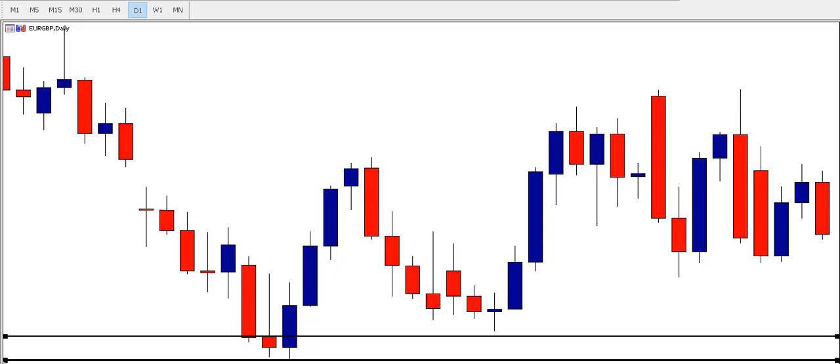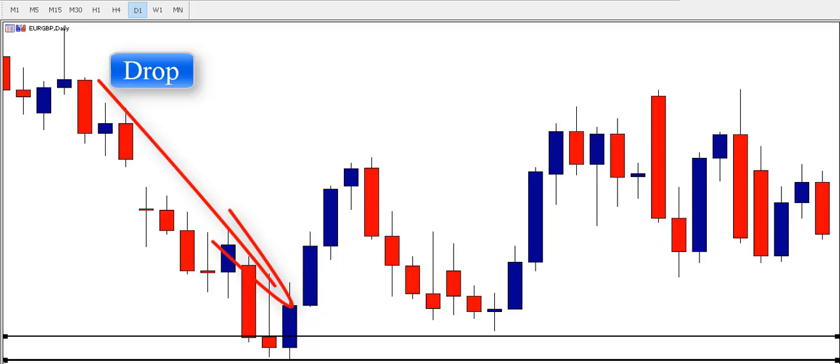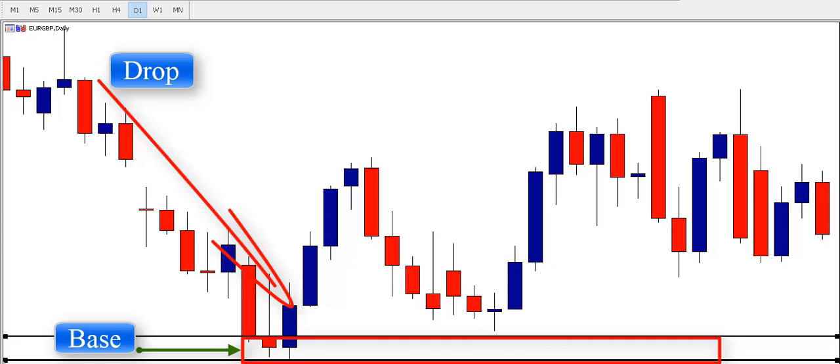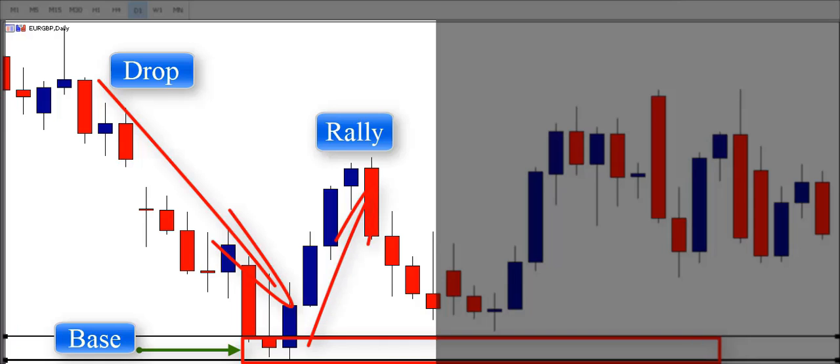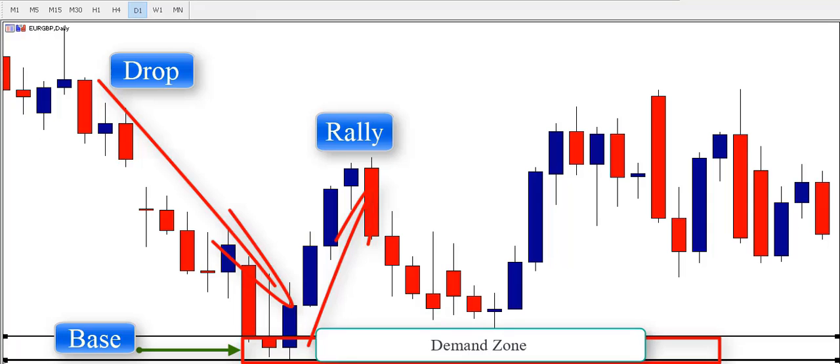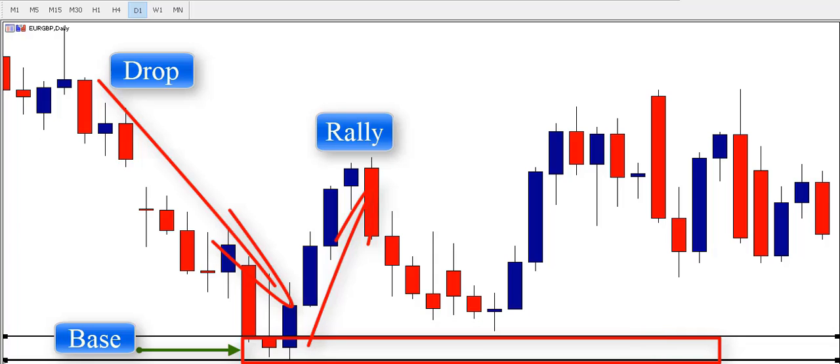This is another drop-base-rally demand zone pattern. As you can see in this daily chart, we have a drop, base, and a rally. You should know that sometimes we can find only one candle that forms the base, as in this example. So after drawing the zone, we can wait for a price action setup to form at the zone. As you can see here, we have a nice doji pattern that formed a little bit far from the zone and the market went strongly up.